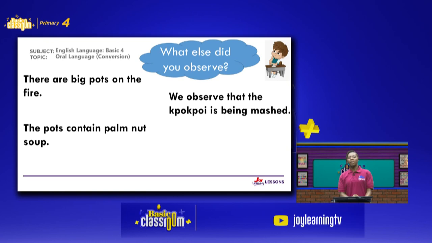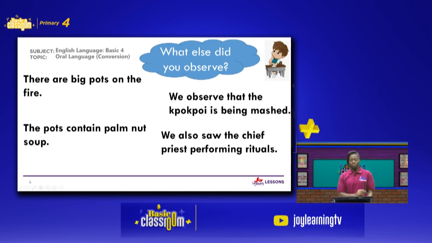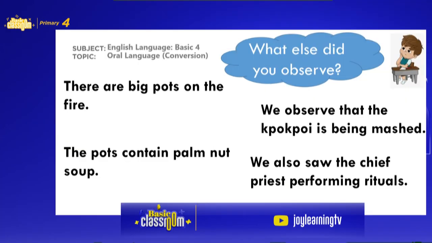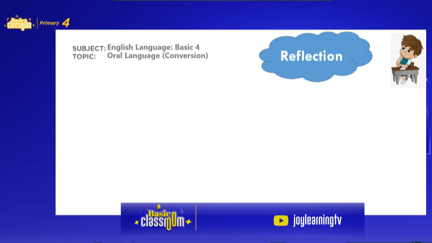Now, when they had finished preparing it again, we saw that some kpokpe was being poured in a bowl, fish was added to it, and some people were mashing it with their hands in the bowl. Another scene in the video also showed the chief priest with a white calico around his waist performing some rituals.